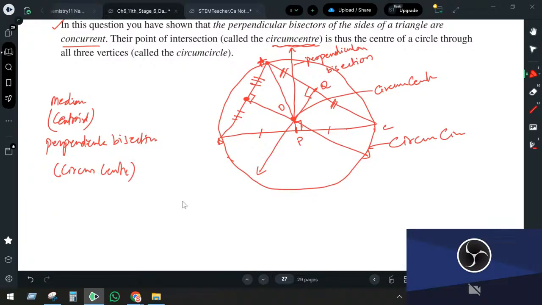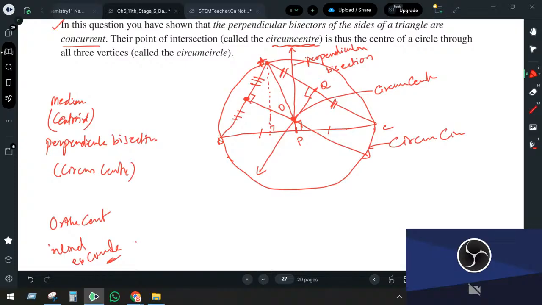Altitudes. Altitude means from A to B. This is your altitude. These also intersect at some point, and that point is the orthocenter. Additionally, there is the orthocenter, and in a circle, the circumcircle and excircles. All these are there.